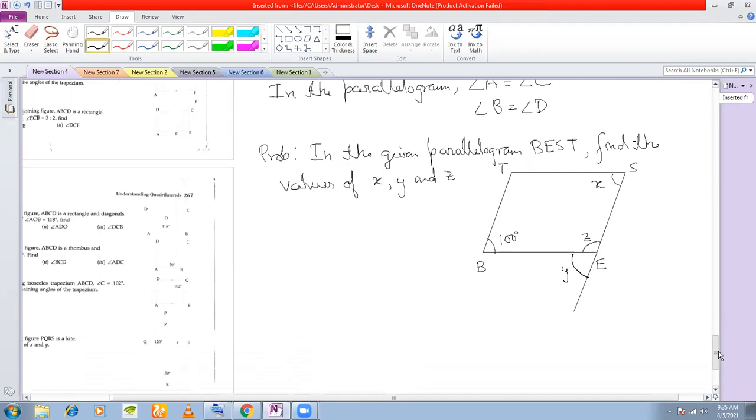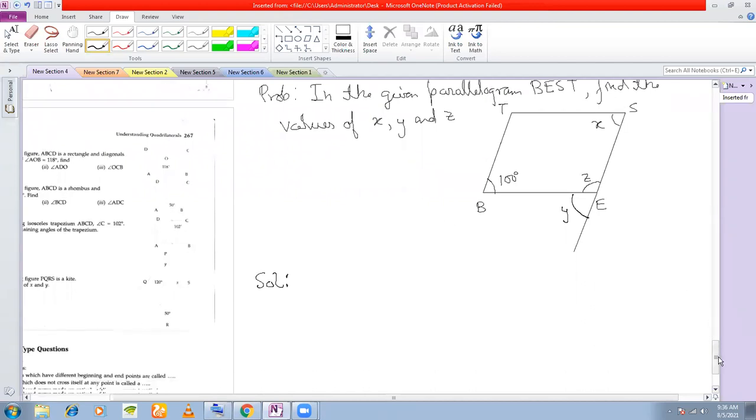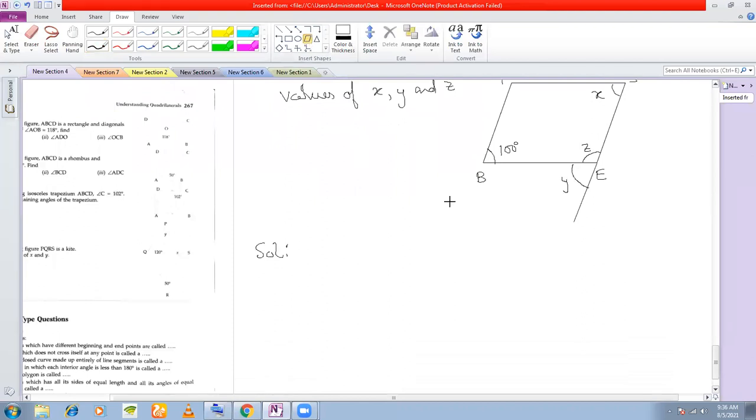So how do you find out? Solution. Now, whenever you are getting a geometry question, always try to redraw the diagram. I'm not drawing here, but you will draw the diagram in your answer scripts. And then answer the questions. So first of all, let me draw it. I'll just take 2 seconds to draw.